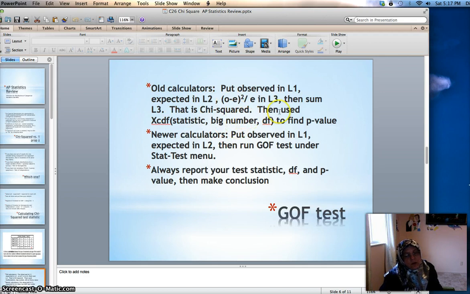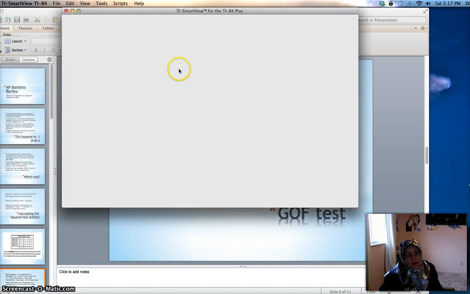Okay, once you know that number, then you go under the distribution menu, and you can do chi-squared CDF, your test statistic, comma, some large number to represent infinity, comma, degrees of freedom. Okay, so let's take a quick look here on the calculator.